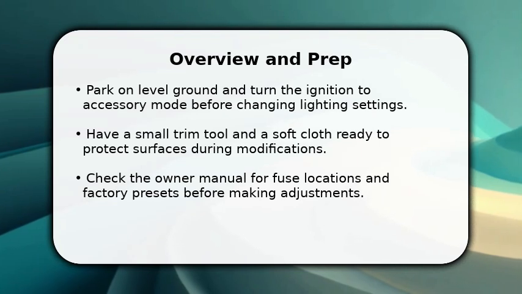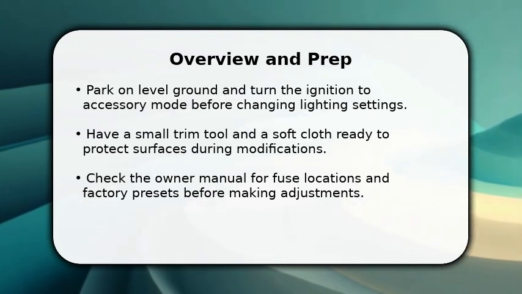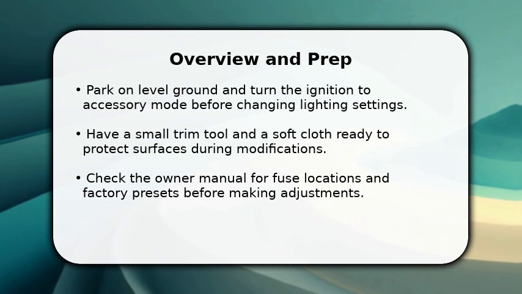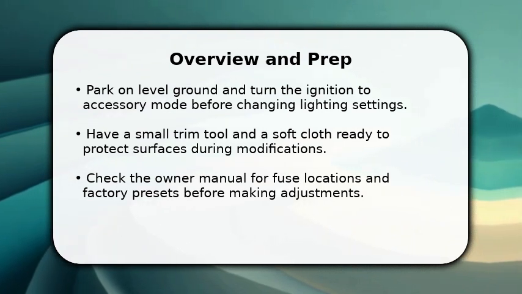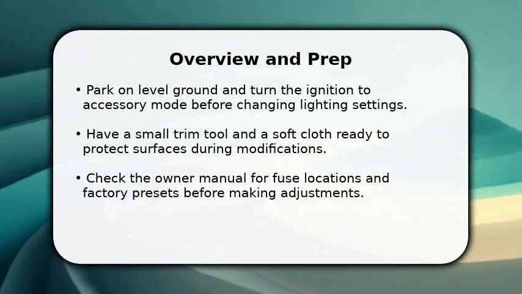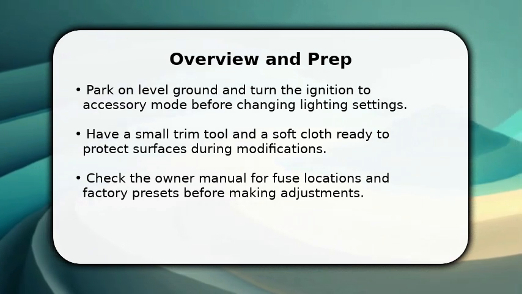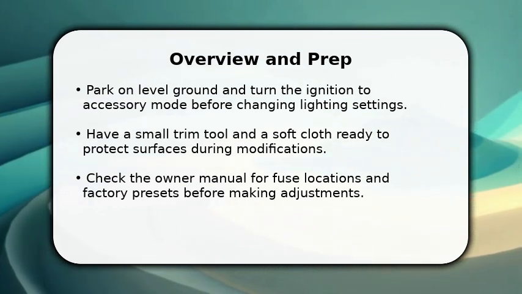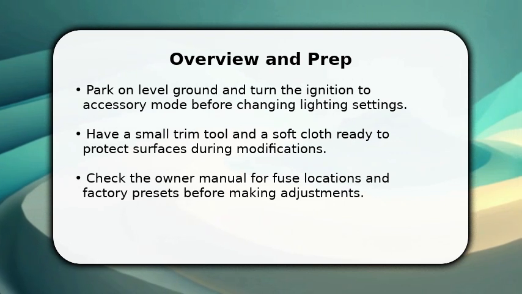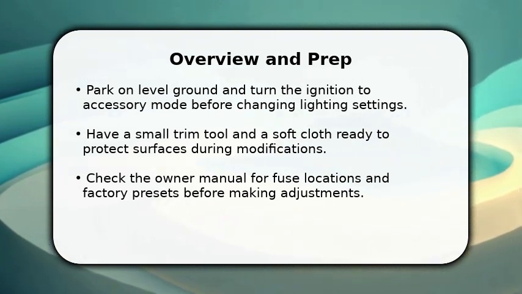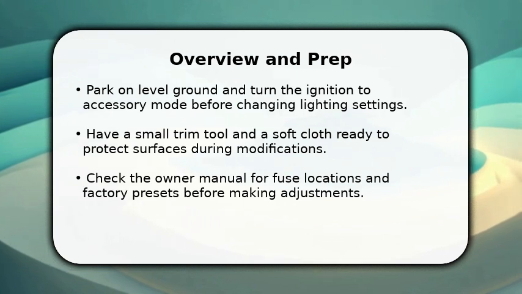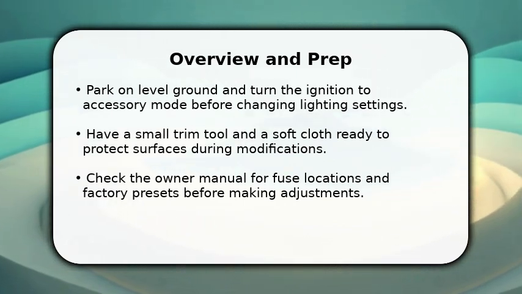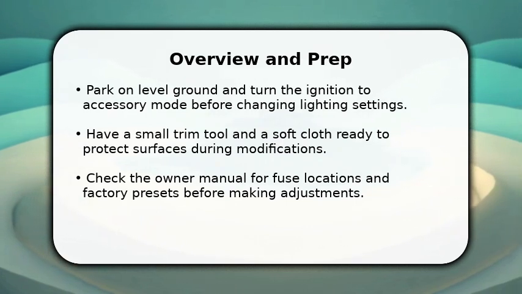Enjoy the video. In this video, I will show how to change ambient lighting in an Audi S5. Start by switching the car to accessory mode so the infotainment and lights are active. Then locate the lighting menu on the MMI screen and connect a phone if you prefer app control. Remove any trim gently if you plan to swap bulbs or strips, and keep a soft cloth handy to avoid scratches while you work step by step.